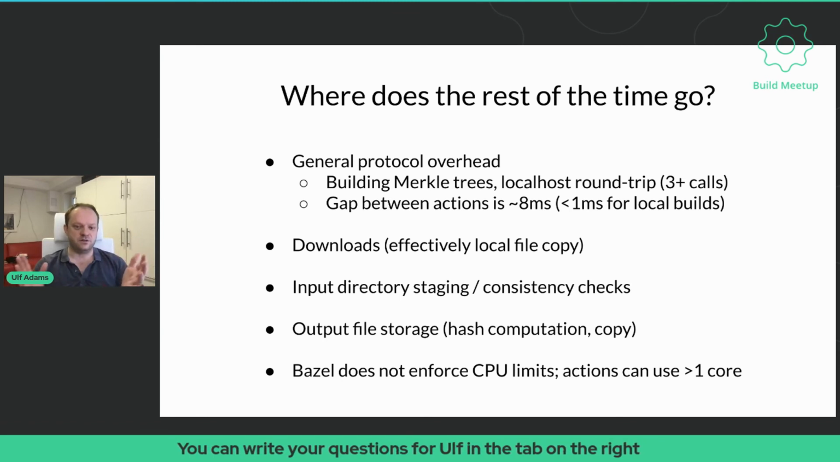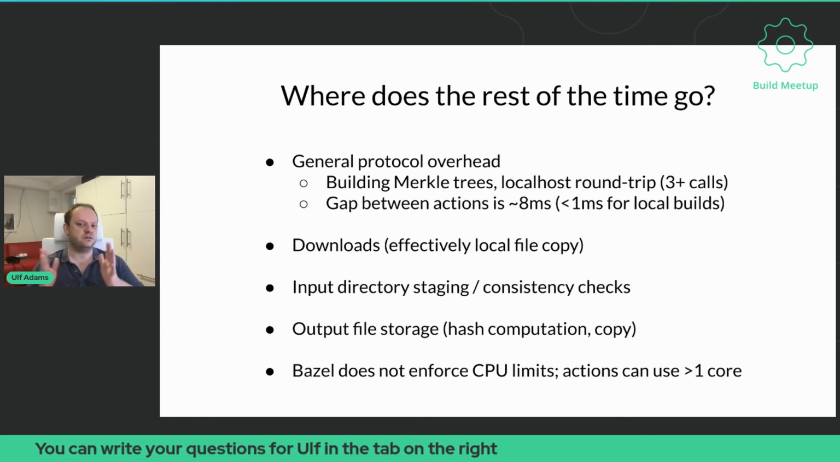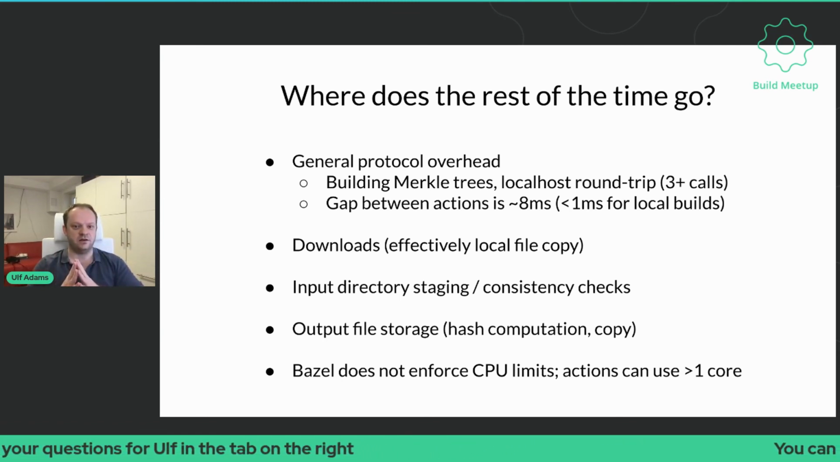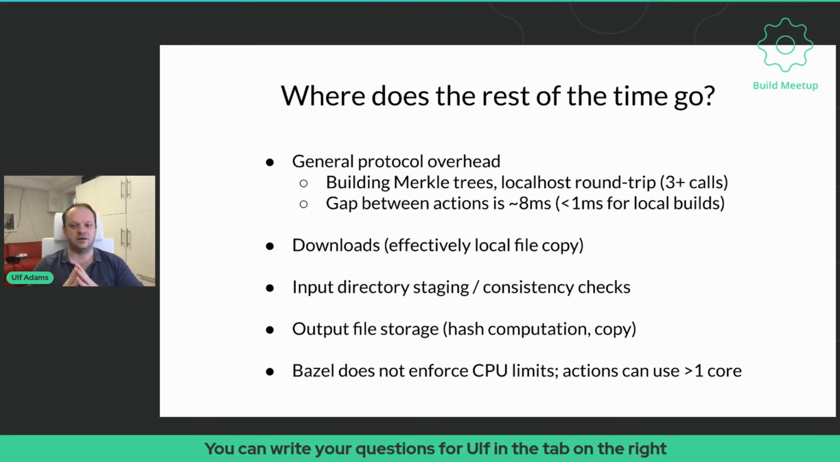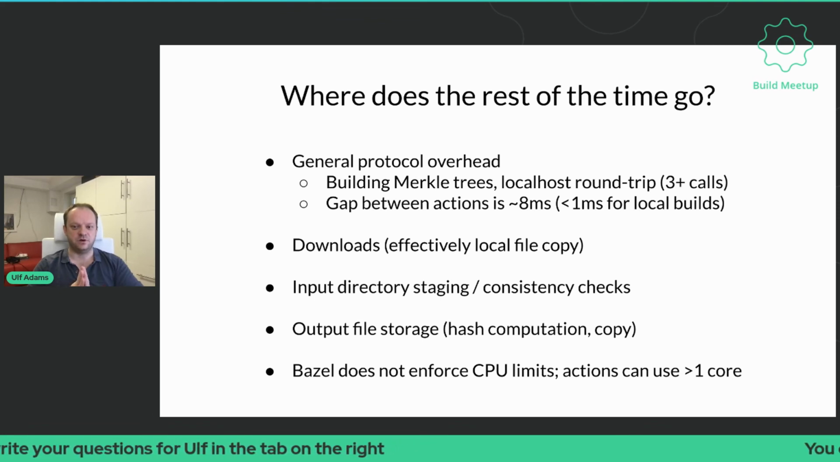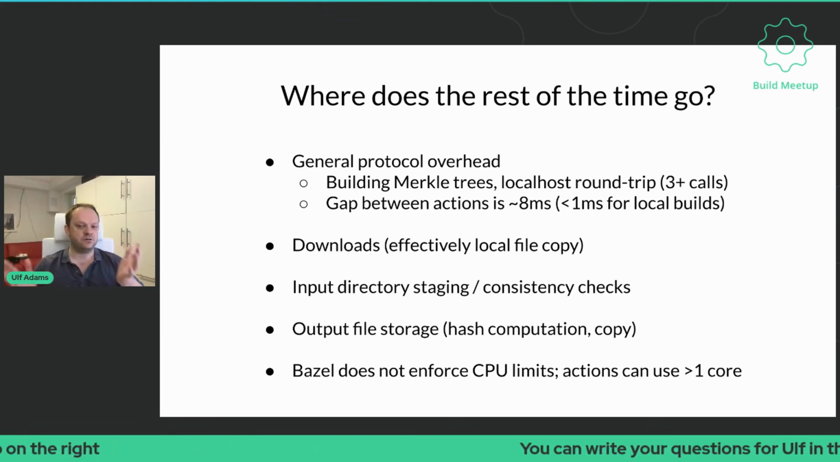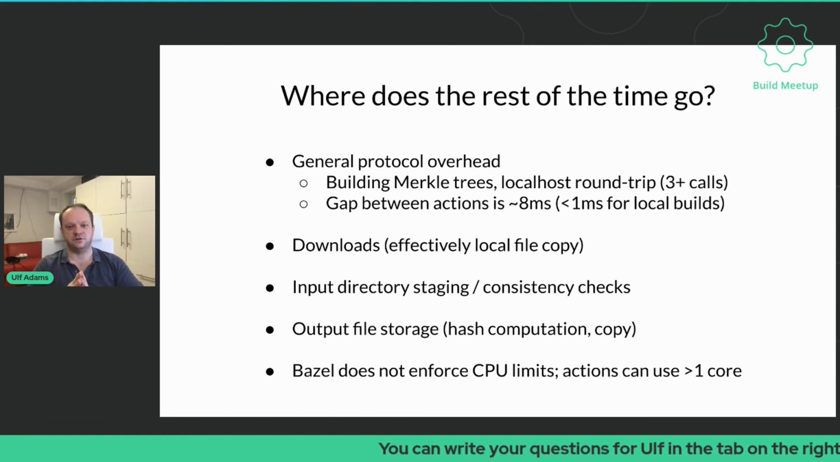And then, of course, the thing that I already alluded to earlier, Bazel doesn't enforce CPU limits. So when I run a local build with 8 jobs, Bazel can actually use all 16 cores. It's not limited in any way. Whereas in the remote execution case, the worker enforces that every action can only use exactly 1 core. So the local builds have a little bit of an advantage there. And that's also something we could test and see how much of a difference that makes.